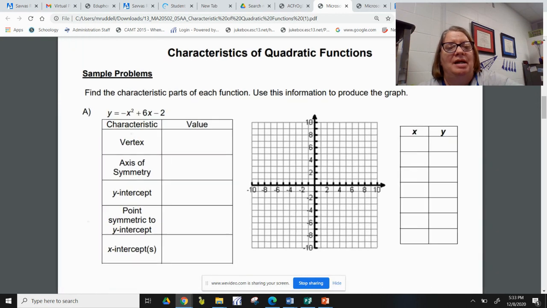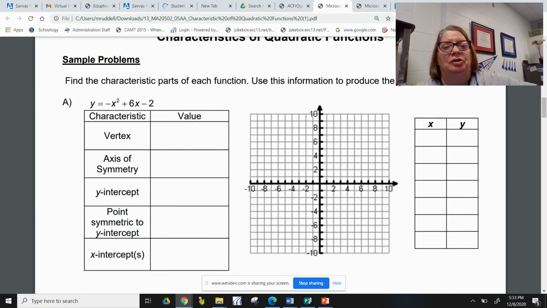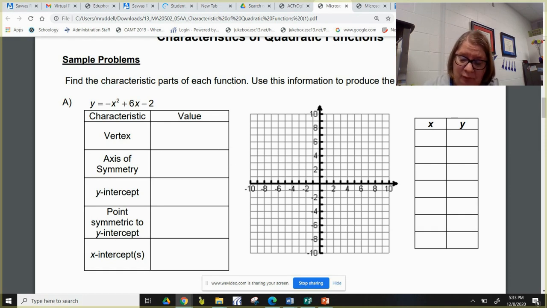Okay, sample problem A says find the characteristic parts of each function. Use this information to produce the graph. What do you notice about sample problem A? Is it in standard form or vertex form? If you compare to the ones on the chart, this is in standard form.